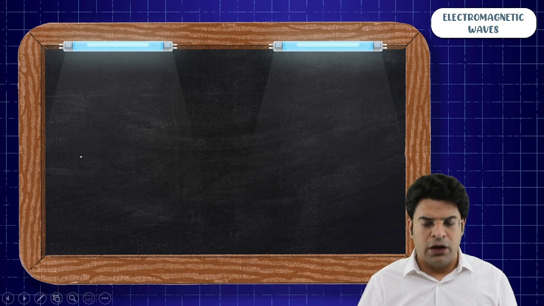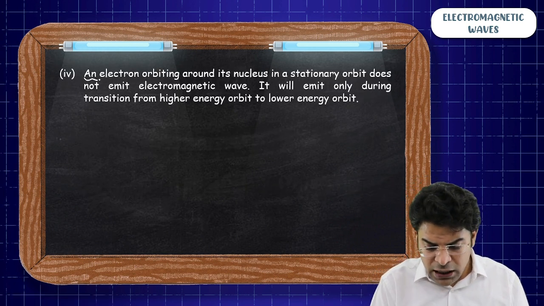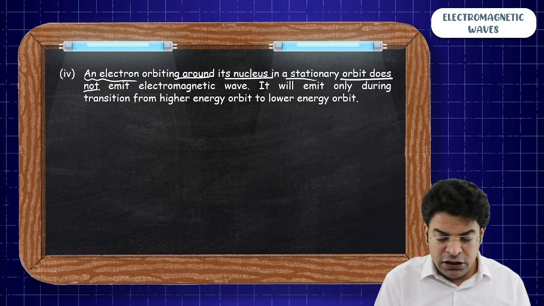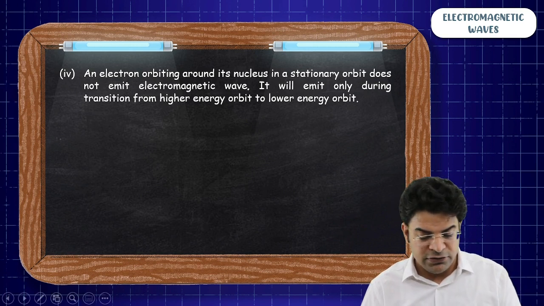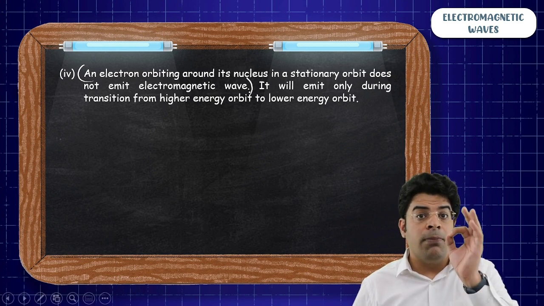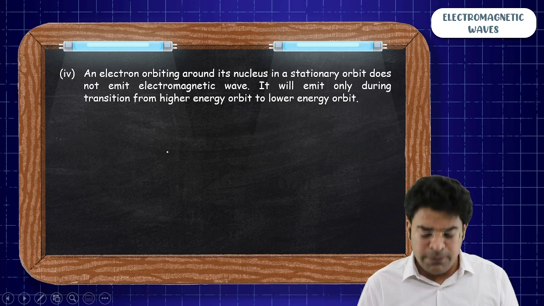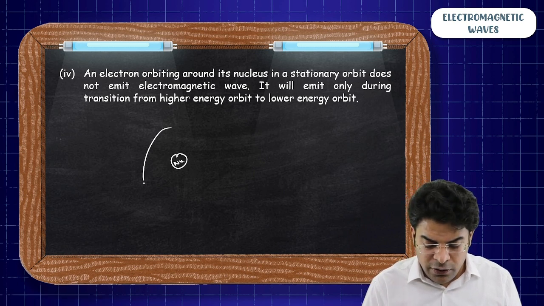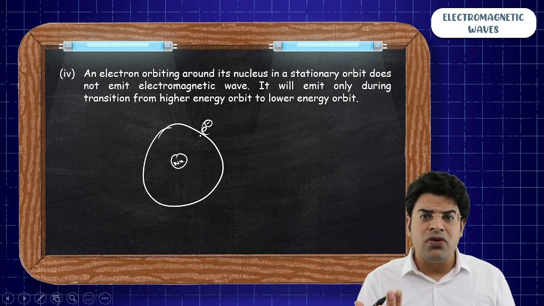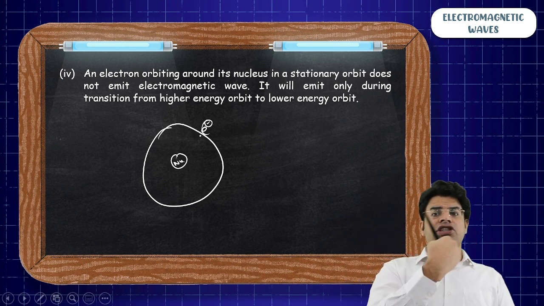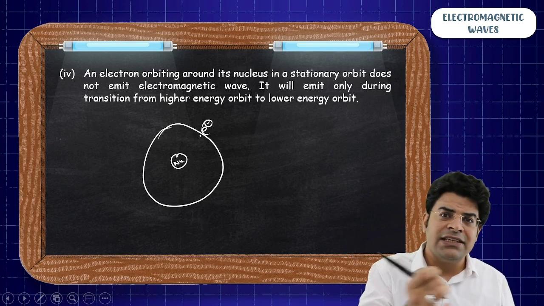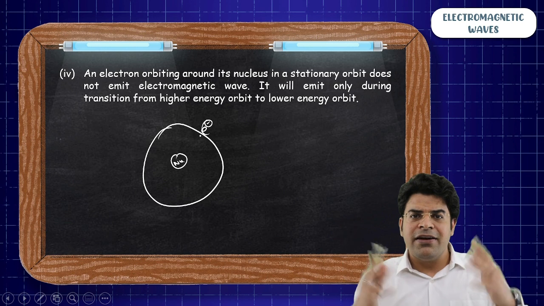Now let's talk more about EM waves. An electron orbiting around its nucleus in a stationary orbit does not emit electromagnetic waves. Which statement is this? This is the first Bohr's postulate. To explain that, when an electron revolves around the nucleus, the velocity of the electron is not constant. It's accelerating. The direction of velocity is changing. So if the electron is accelerating, it must be giving out electromagnetic radiations.